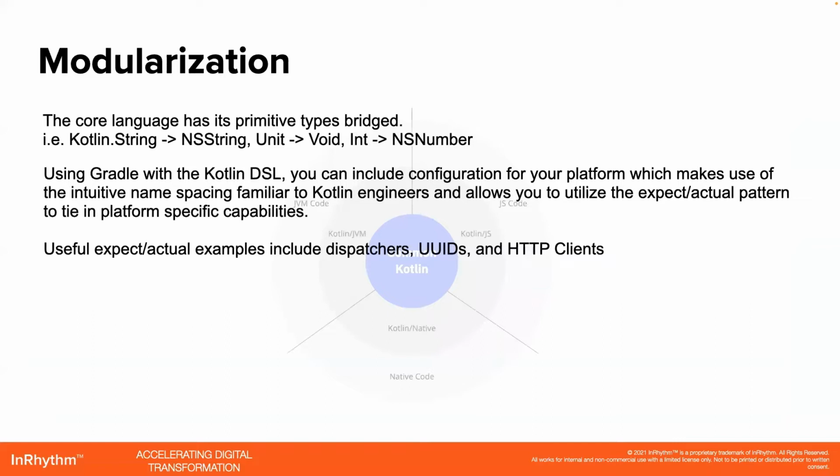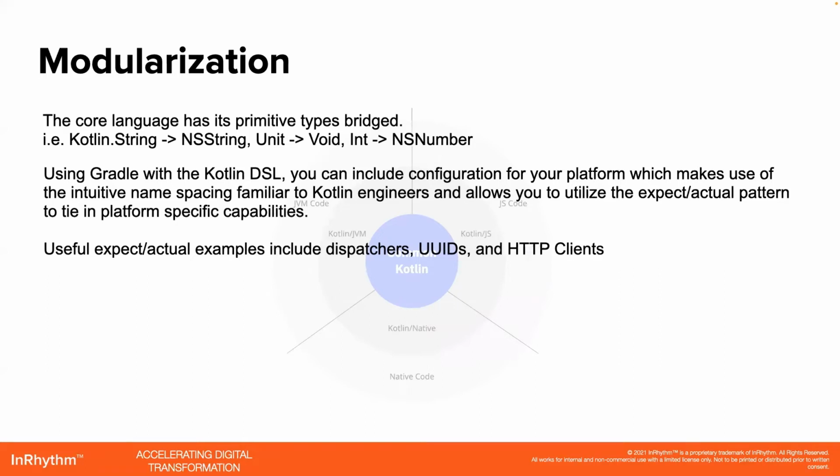So to start off, it's heavily modularized. They have a core common Kotlin framework with modules for lots of other targets. In Kotlin Native, the framework bridges Kotlin's native types to the targeted platform's native types. So for example, Kotlin String is bridged to NSString, Unit to Void, and so on. Using expect and actual functions, it allows you to bring core platform functionality into your KMM library. So think of dispatchers, UUIDs, HTTP clients, and third-party frameworks in your native language.